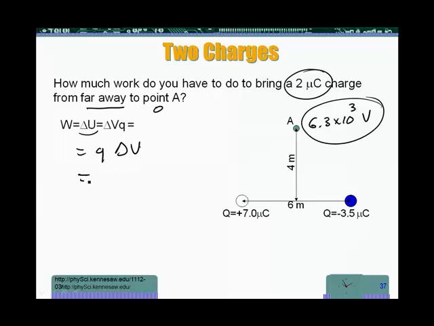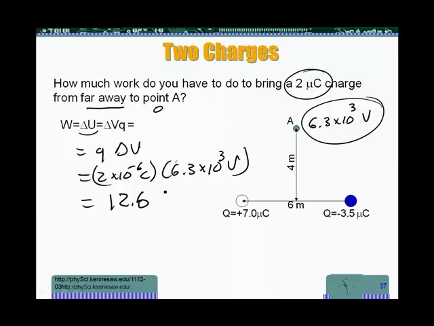So the work done is going to be just Q times the change in voltage, which is going to be 2 times 10 to the minus 6 coulombs times the change in voltage, which is 6.3 times 10 to the 3 volts, which is just 12.6 times 10 to the minus 3 joules.